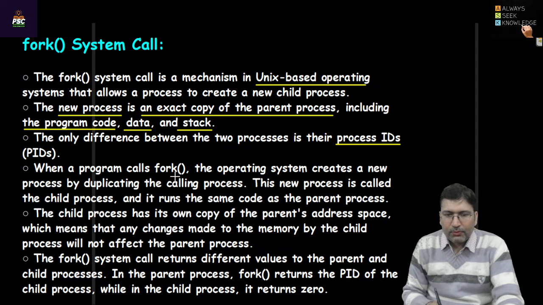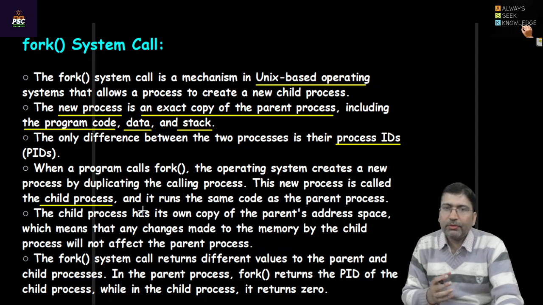When a program calls fork, the operating system creates a new process by duplicating the calling process, right? This new process is called a child process. So the newly created process is termed the child process, and it will execute the same code. By default, it will get the same code block, so it will start executing the same code, similar to the parent process, right?